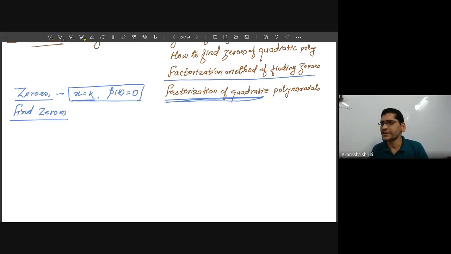But if just an equation is given, then how to find these zeros? By equating it to 0. That we have also learned. For a linear equation, it is convenient to find. But how to find it for a quadratic equation? So for this quadratic equation, the method used is called factorization.